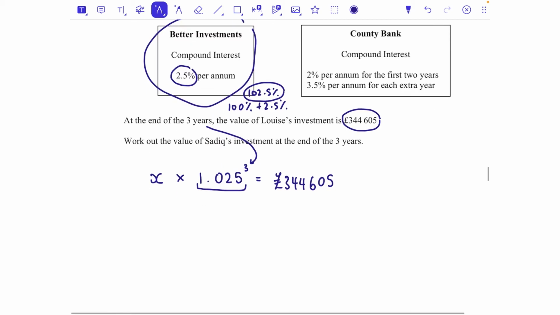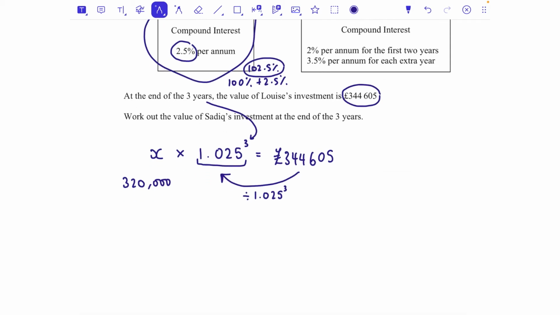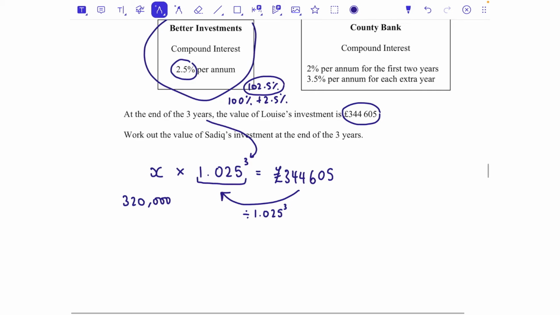So working backwards, if I want to know how much money she started with, I'm just going to take 344,605 and divide by 1.025 to the power of 3. So 344,605 divided by 1.025 to the power of 3. And that is 320,000. Always reassuring when you get a nice round number. Feels like you've done something right, doesn't it? 320,000 is X. So now we can look at Sadiq's investment.